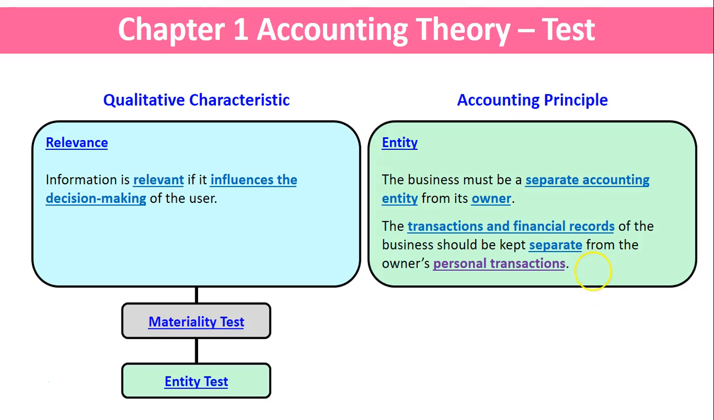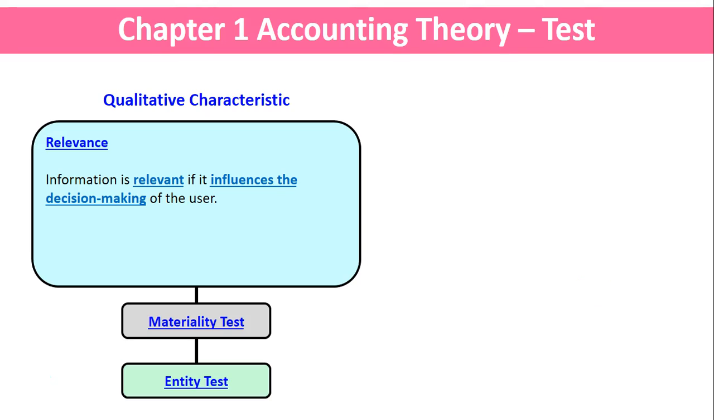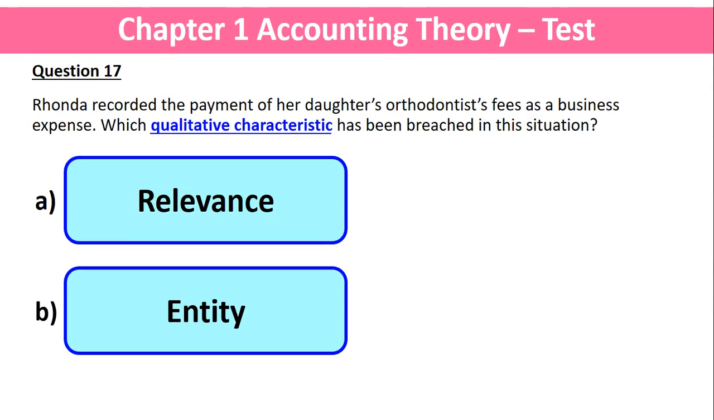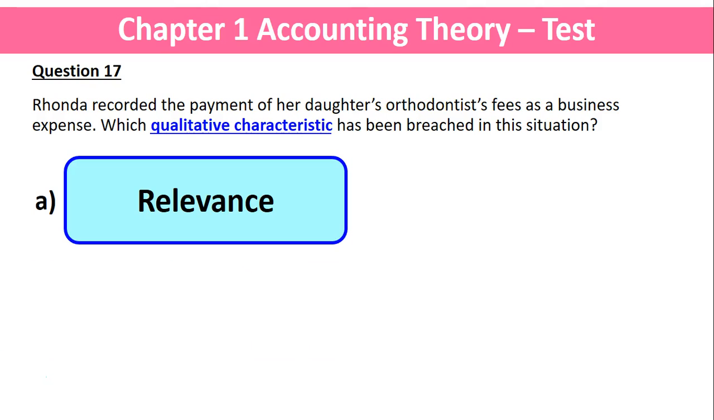businesses? So based on that, we can now get rid of entity as an option and say that the qualitative characteristic that says you breached a business should not record the owner's daughter's orthodontist fees as a business expense is not B, entity, it's going to be A, relevance.